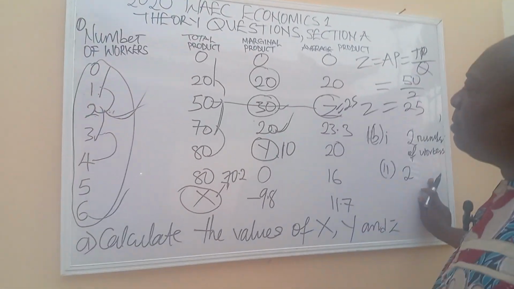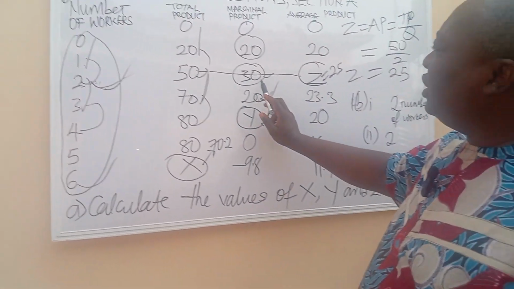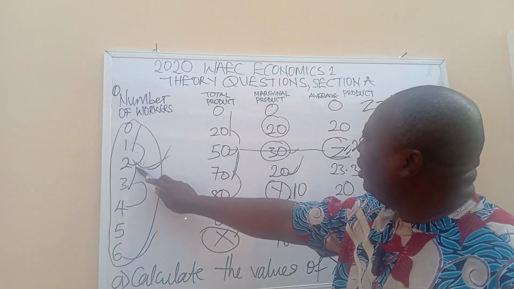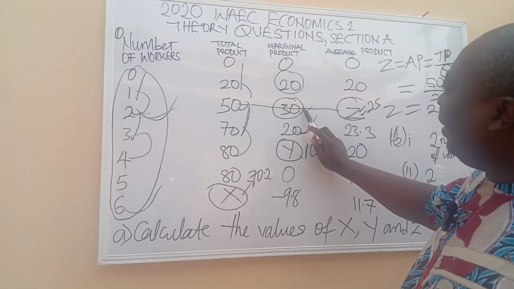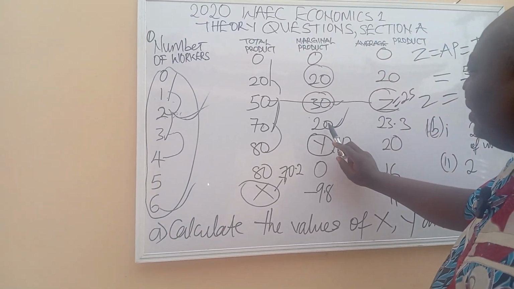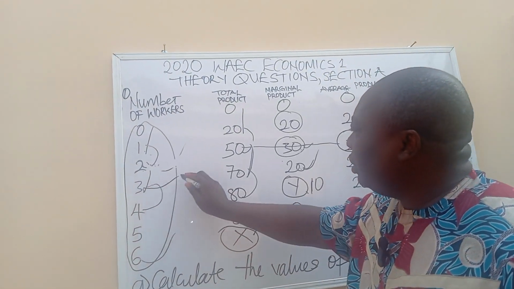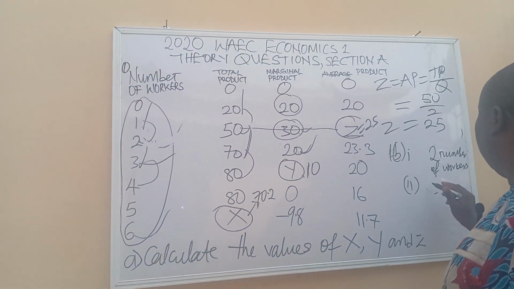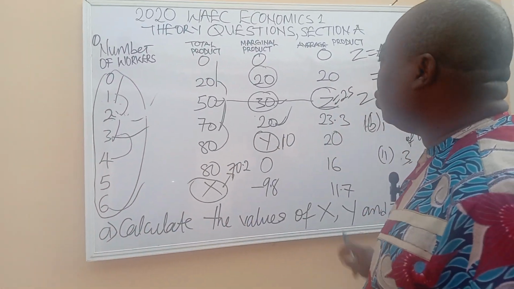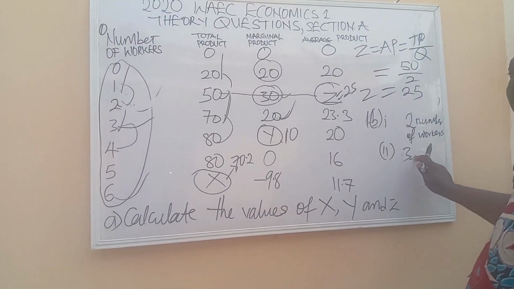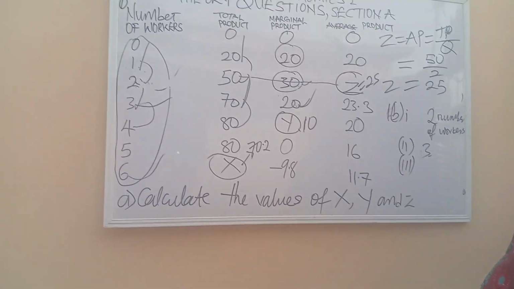Okay, let's see again. This is 30. 1 2 3. Then from 30 it reduced to what? 20. Okay, so we should choose 3. We choose 3, because it starts reducing at this level. Not 2, sorry, it's 3. Here is 3 number of what? Workers. So we go to the third one. Roman figure 3.